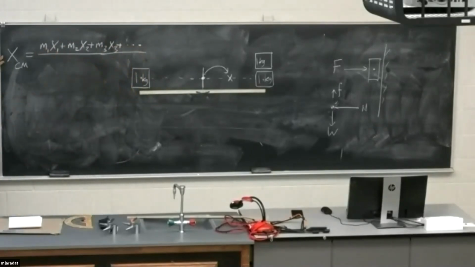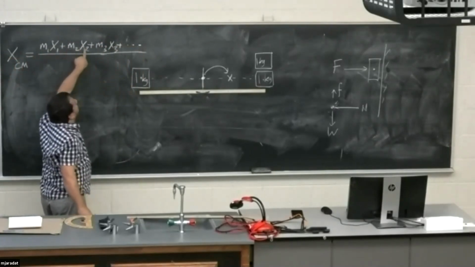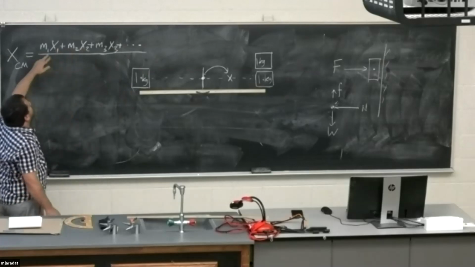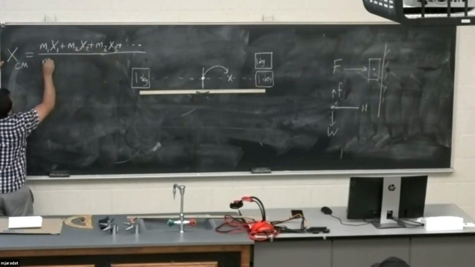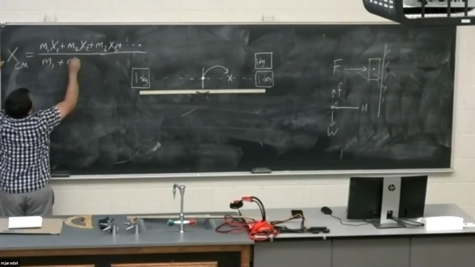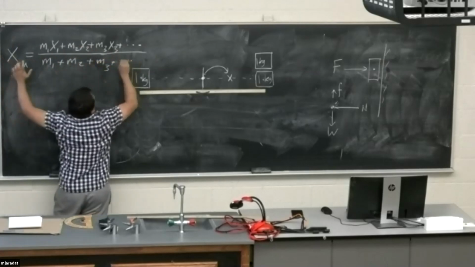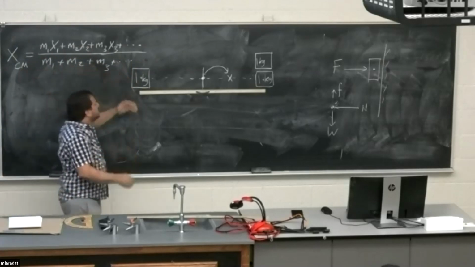This is position in meters, but this is not position. This is mass multiplied by a distance. We need to divide over a mass to keep distance equal to distance. We need to divide over m1 plus m2 plus m3 plus dot dot dot. This is the total mass of the system.